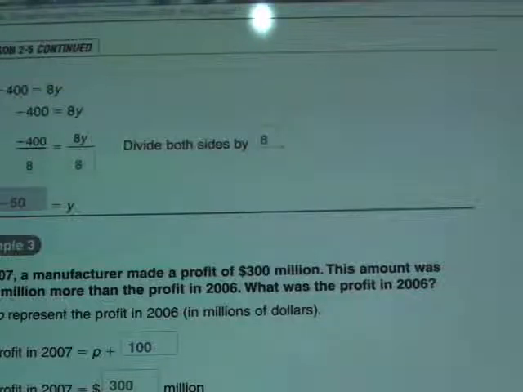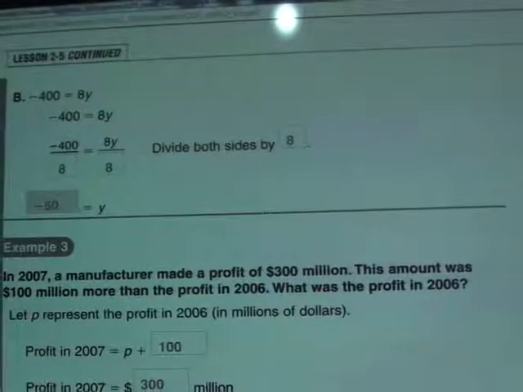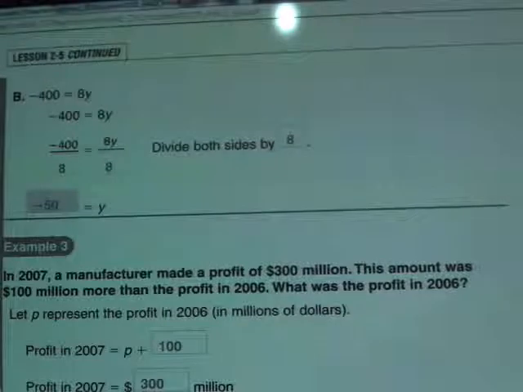All right, here's b. Negative 400 equals 8y. Of course, what we don't like about this question that you automatically detected is that the variable is on the right side, but it should be on the left side. So this is one of those questions where we would probably want to use that flip rule to solve here. And so I'm going to rewrite this as 8y equals negative 400.